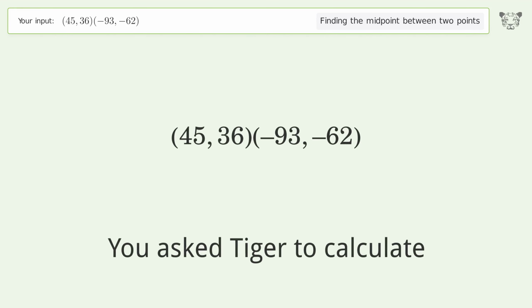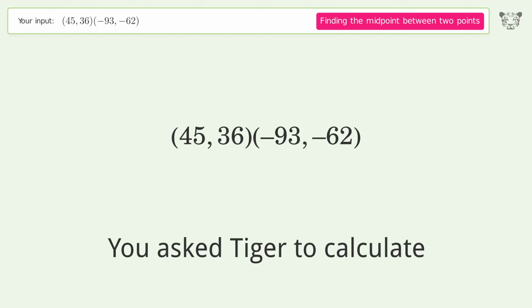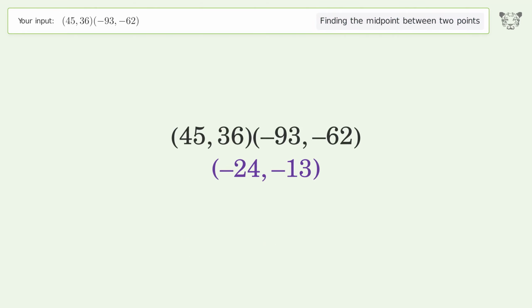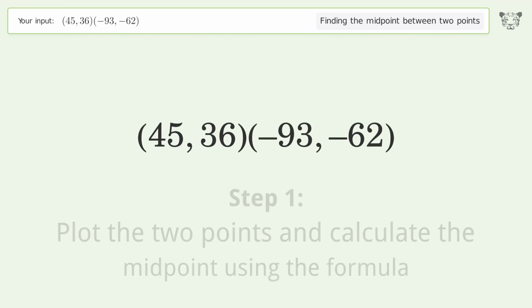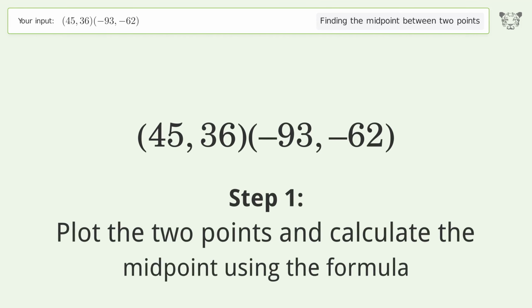You ask Tiger to calculate. This deals with finding the midpoint between 2 points. The midpoint between the 2 points is -24, -13. Let's solve it step by step. Plot the 2 points and calculate the midpoint using the formula.